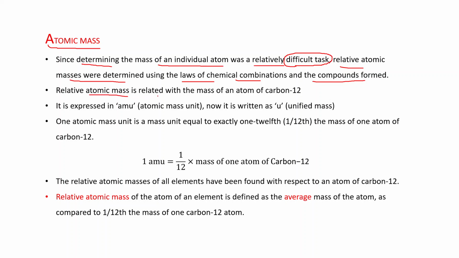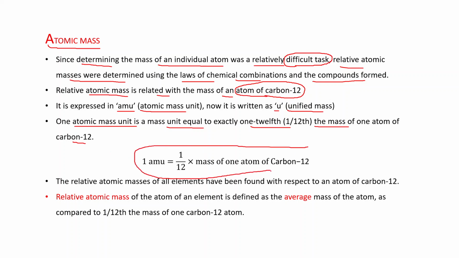Relative atomic mass is related to the mass of an atom of carbon-12. That is, the mass of an atom of carbon-12 is taken as a standard. It is expressed in AMU, atomic mass unit, and now it is written as u, that is unified mass. One atomic mass unit is a mass unit equal to exactly 1/12 the mass of one atom of carbon-12. We can say 1 AMU is equal to 1/12 × mass of one atom of carbon-12.